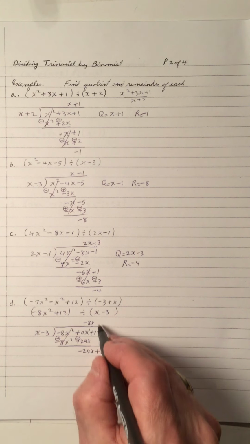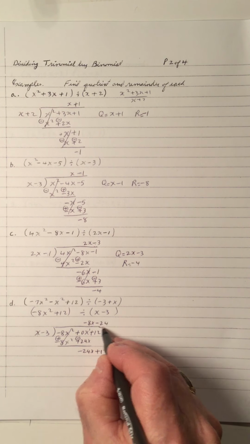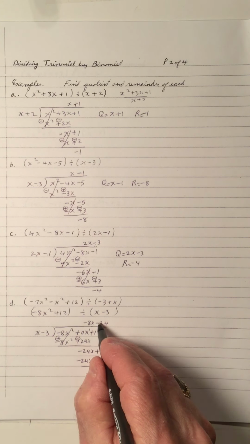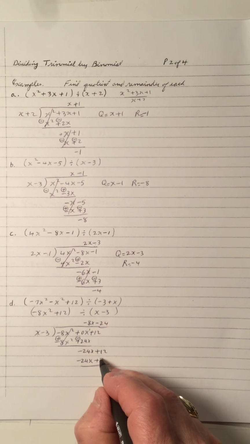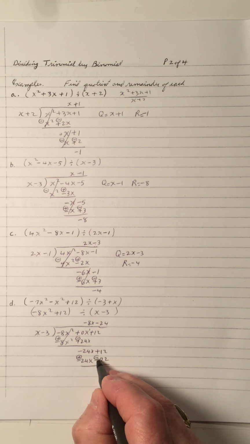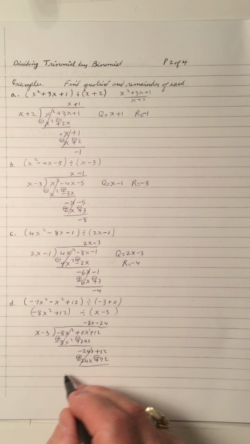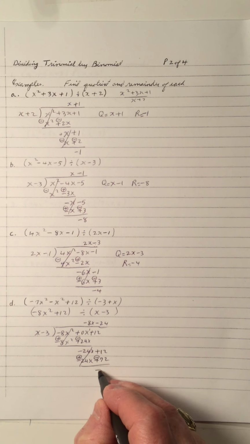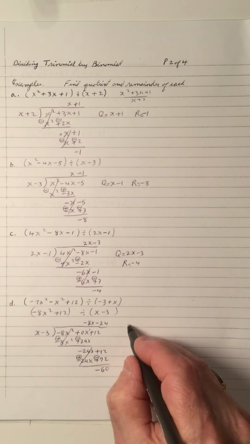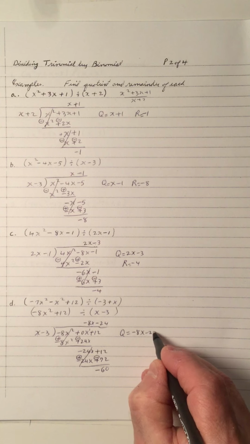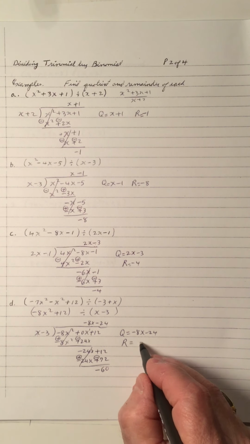So x into negative 24x is negative 24. Multiply back, and I get a negative 24x. And I get a positive 24 times 3 is 72. Now I change my signs, and negative becomes a positive, and that positive becomes a negative. Change your signs. That gives you 0 when you add. Negative 24 plus 24 is 0. 12 subtract 72 is negative 60. So your quotient is negative 8x minus 24. And your remainder is negative 60.